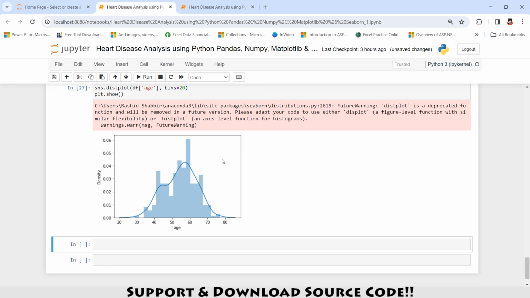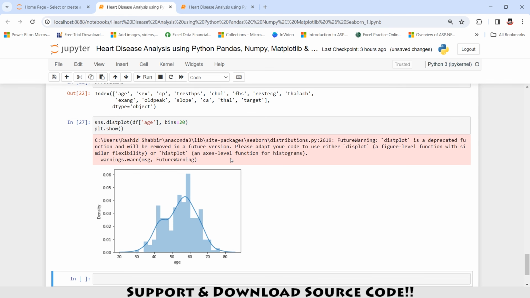So basically this is my histogram. In simple terms, this chart gives us a visual sense of the age distribution in the dataset. This curve shows the major respondents of this study lie between 50 and 60 years of age, meaning below 40 I have fewer respondents. So the major respondents lie between 50 and 60 age.